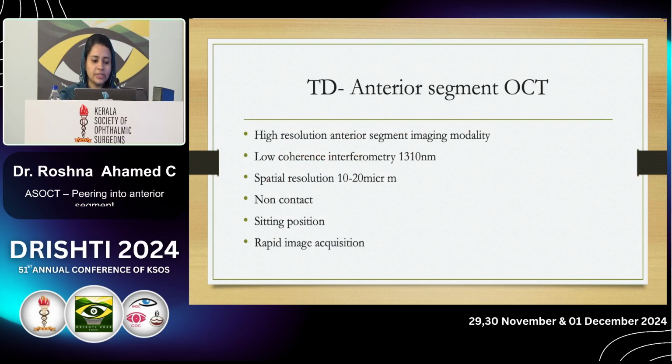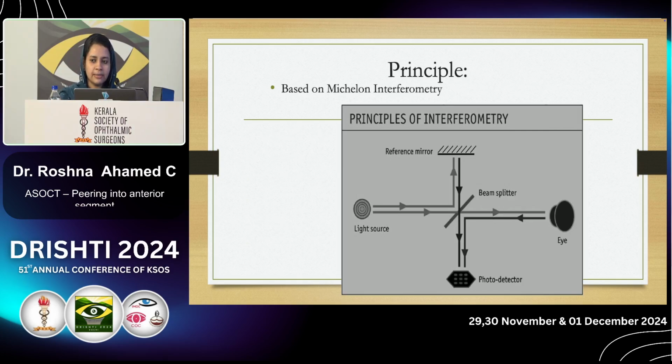Anterior segment OCT is a higher resolution anterior segment imaging modality. It has a long coherence interferometry of 1310 nanometers. It has a spatial resolution of 10 to 20 micrometers. It is done non-contact, in a sitting position. The principle is the same as the other OCT, Michelson interferometry.